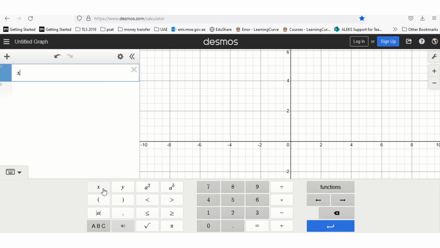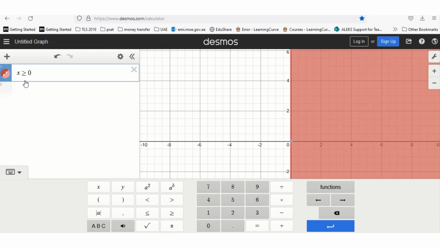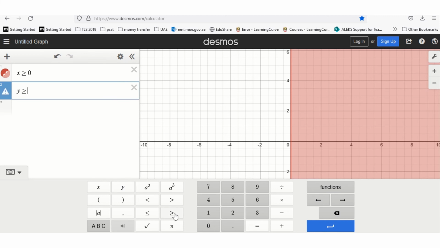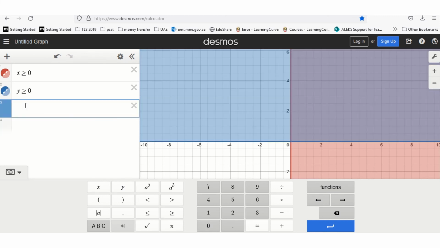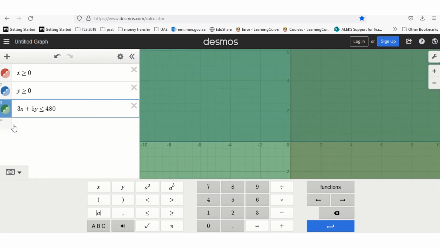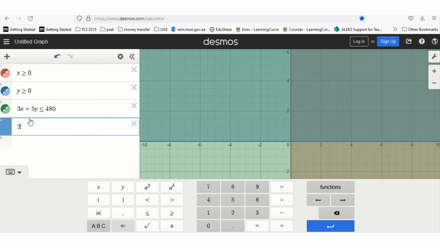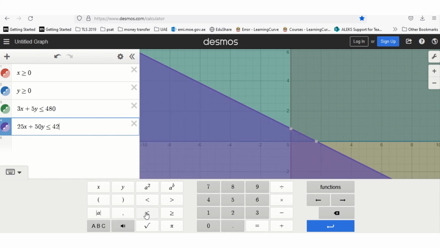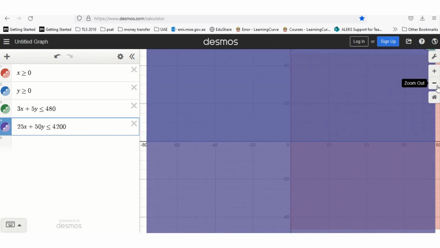Okay, so the first condition is x greater than or equal to 0. Next condition, let's go to the second one, y greater than or equal to 0. The third condition is 3x plus 5y is less than or equal to 480. And last but not the least, 25x plus 50y is less than or equal to 4200. Okay, now we need to zoom out to see the common shaded region.